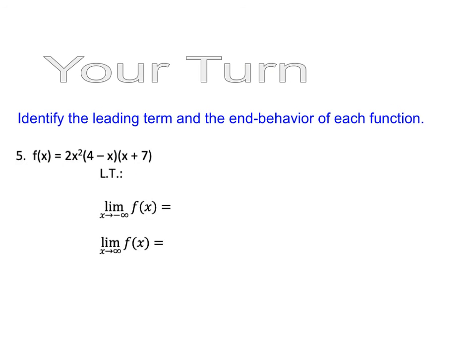All right, this one's your turn. Pause the video, press play when you're ready to check your answer. So hopefully you found your leading term by multiplying these together to get negative 2x to the fourth. So this is going to open downward on both sides, meaning the end behavior approaches negative infinity on both the left and right.